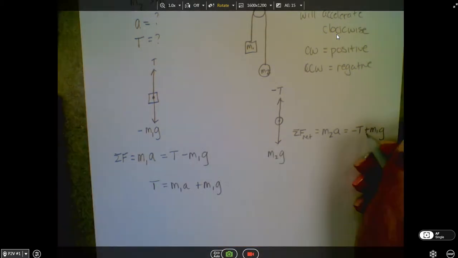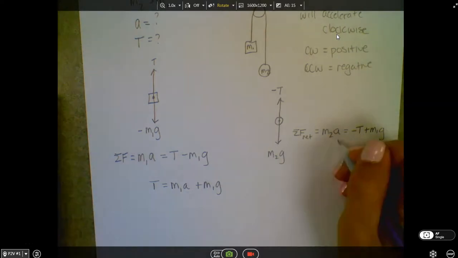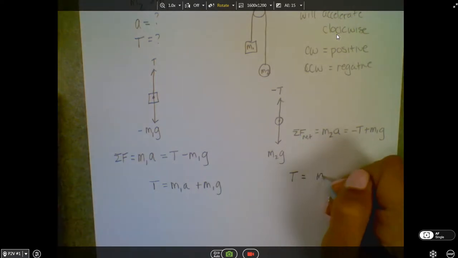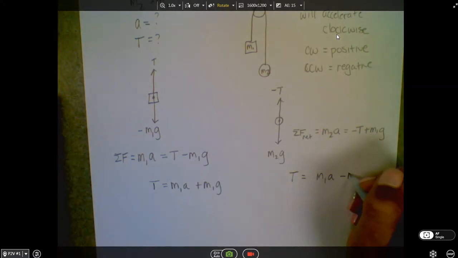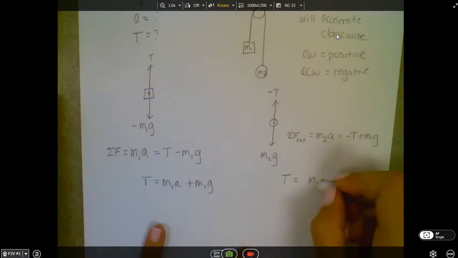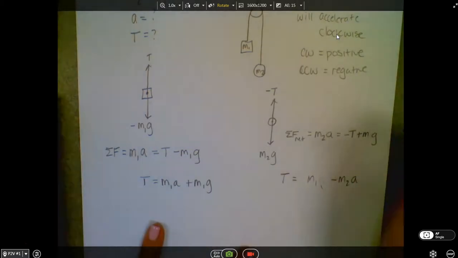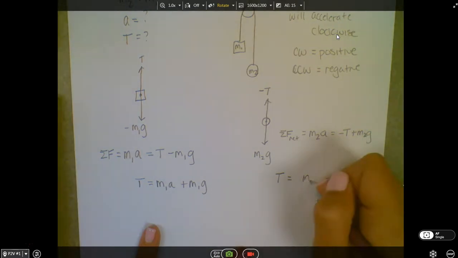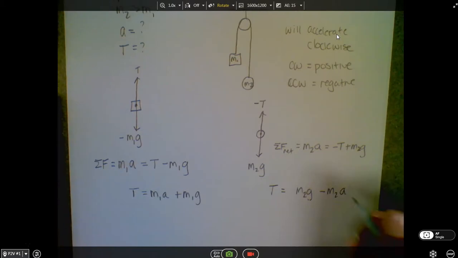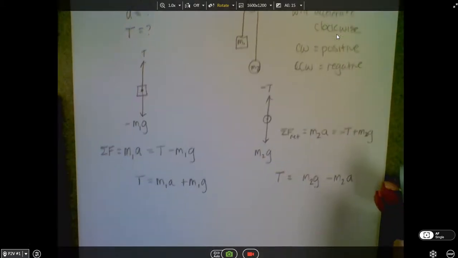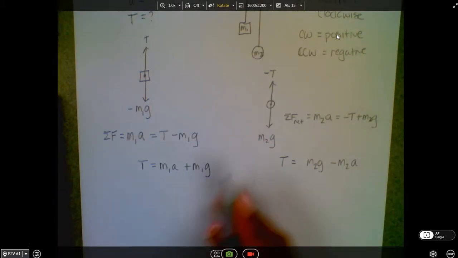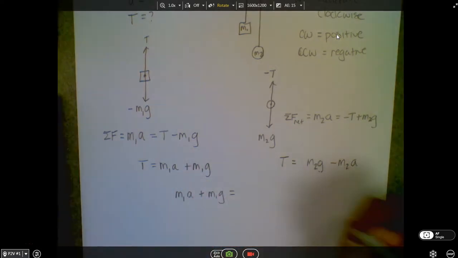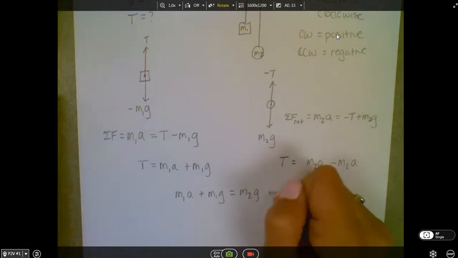And then I'm going to write this equation the same way in terms of T. So I'll add T to the other side and minus M2A. So I'll get T equals M2G minus M2A. I'm sorry, I wrote M1G at first, but this should be M2G. There we go. All right, and then I can just go ahead and set these equations equal. So I have M1A plus M1G equals M2G minus M2A.